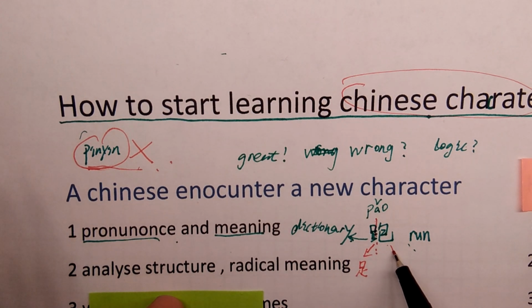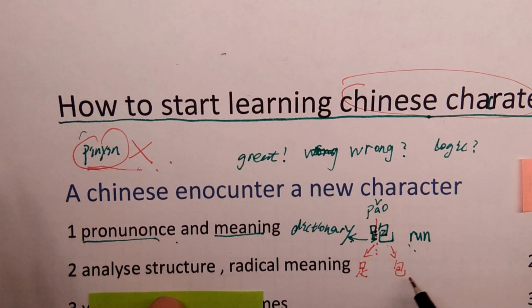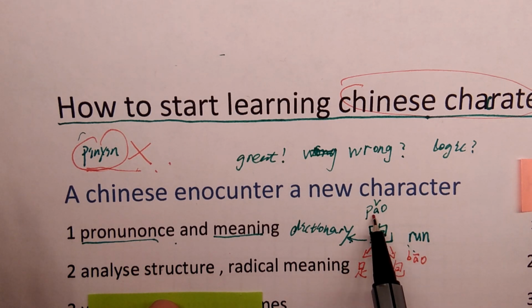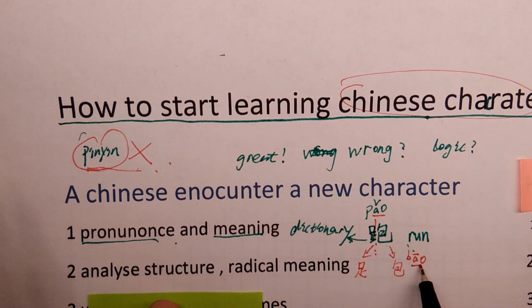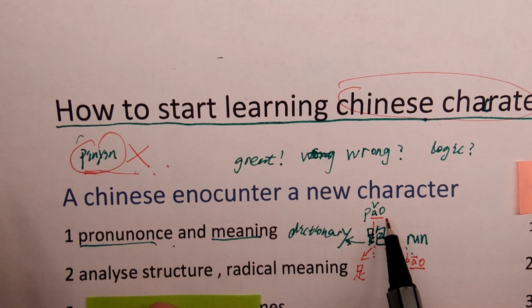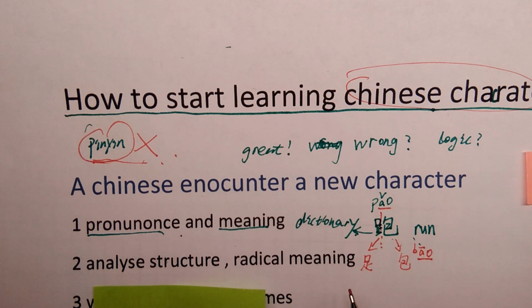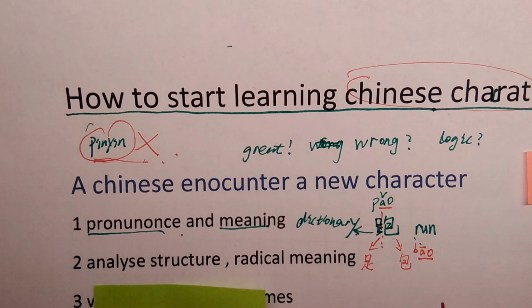And the second part is 包, and from this I will know that this is the sound radical, because here this is bao and here is pao. They have the same vowel, ao, ao. So I would understand this character more profoundly.